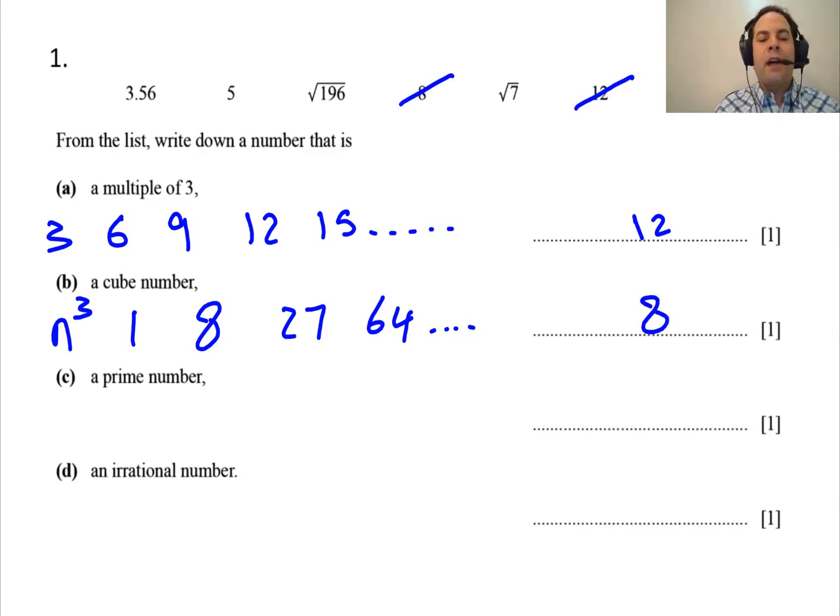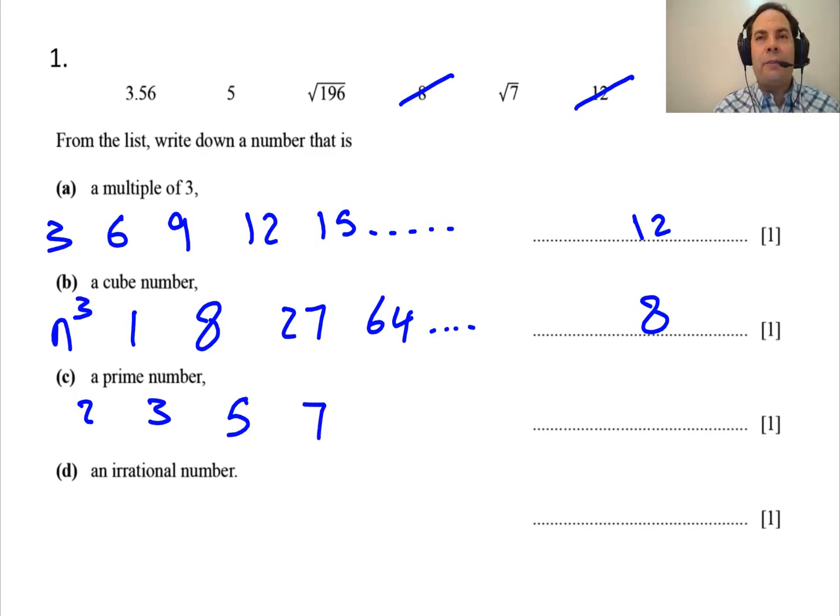Part C. A prime number. A prime number is a number that has only 2 factors. The prime numbers start from 2, because 2 has only 2 factors, the number itself and 1. 3 is a prime, 1 times 3, only 3. 5, 1 times 5. 7, 1 times 7.